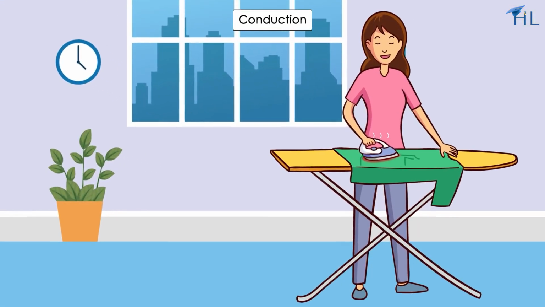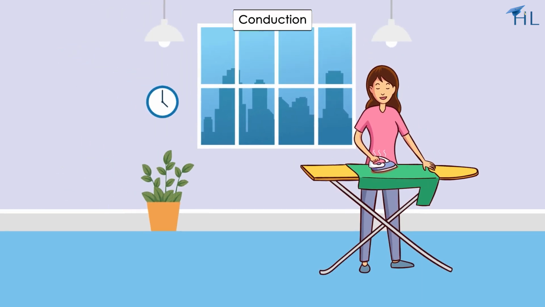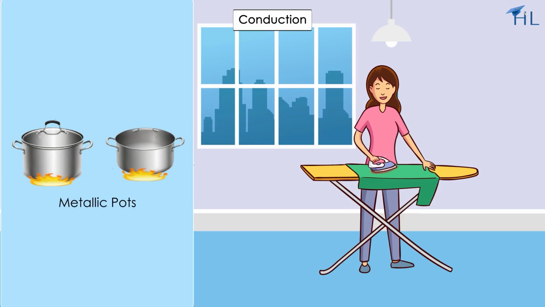When we iron our clothes, the heat from the iron is conducted directly into the fabric, smoothing out those wrinkles. The better the conductor, like metal, the faster the heat will spread. This is why cooking pots are often made of metal, which efficiently transfers heat to our food.